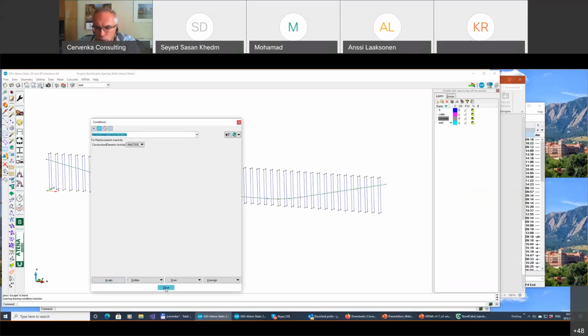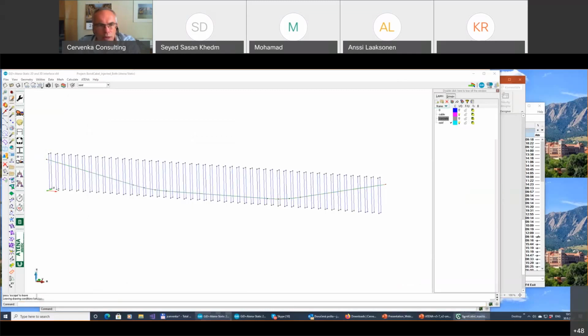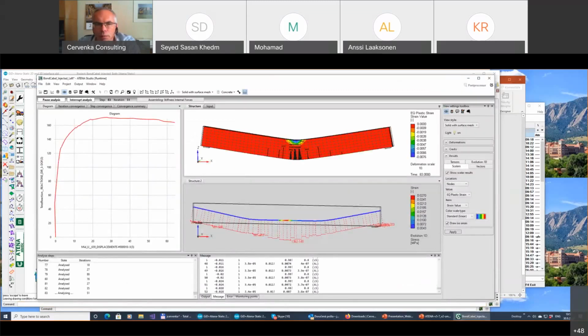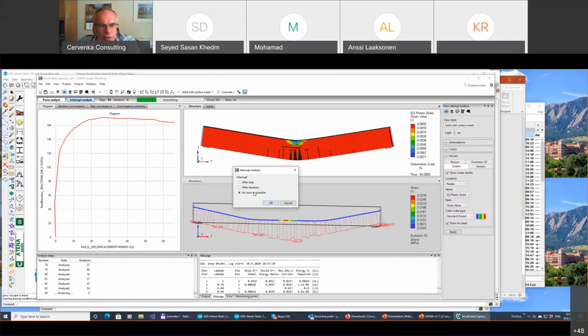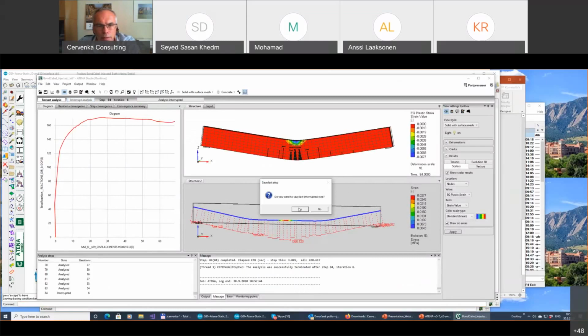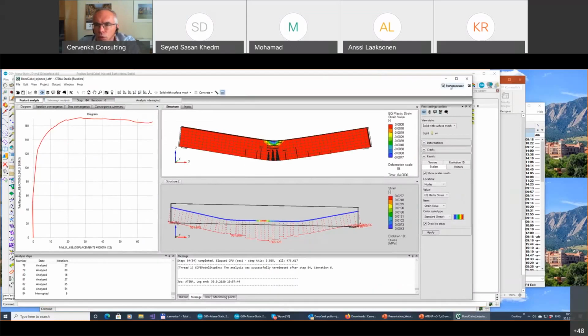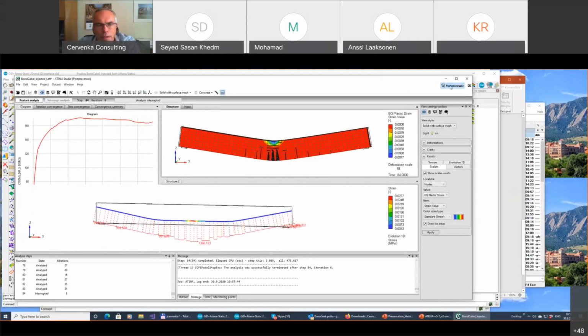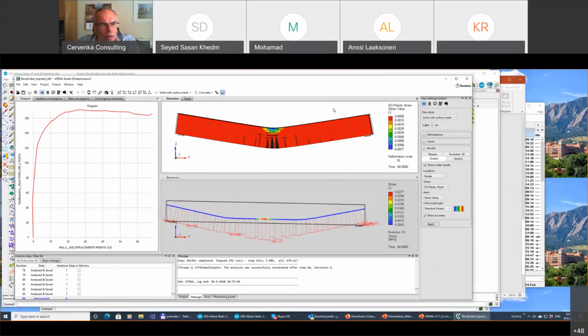So let's go back to our problem, which was running in the background. Maybe let me interrupt the analysis now because we see we already reached the peak. Okay, so I interrupted the analysis and we can explore a little bit. Maybe we can go to the post-processor now. And okay, so let's see a little bit what happened here.